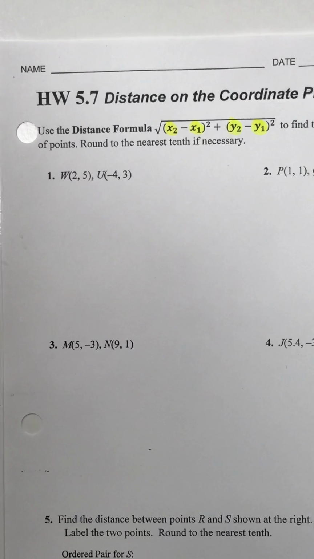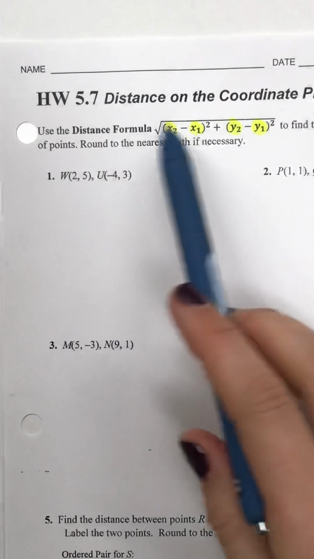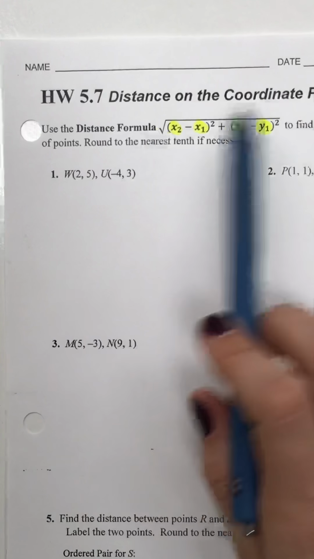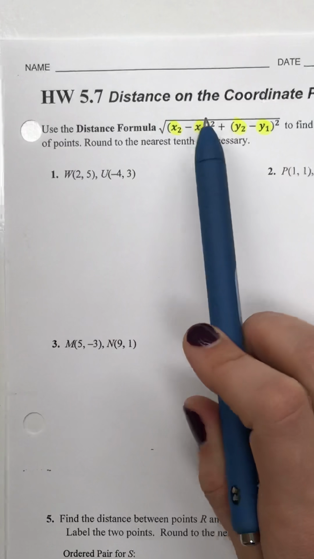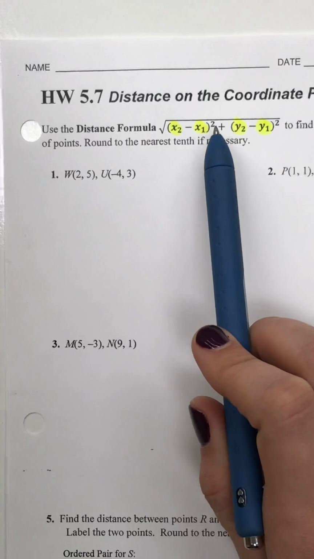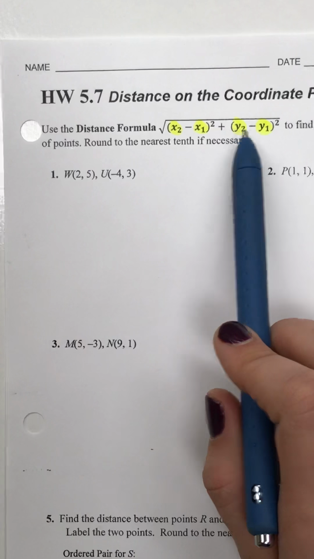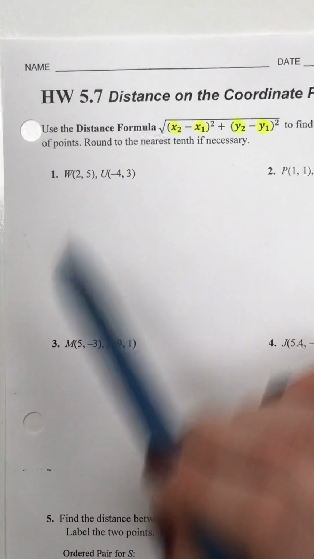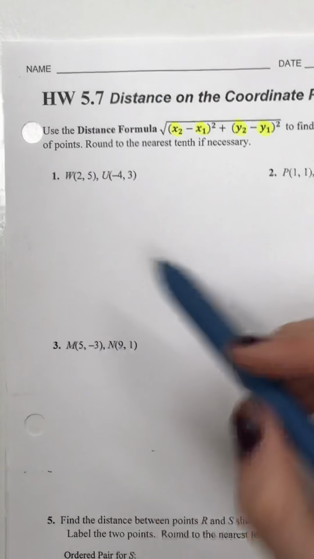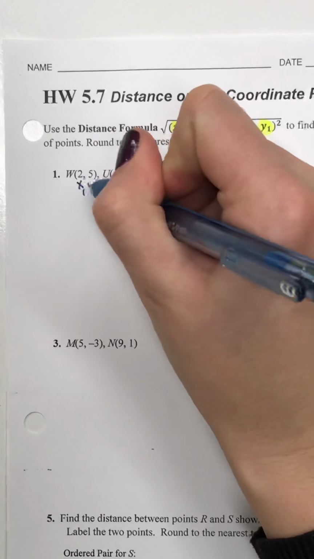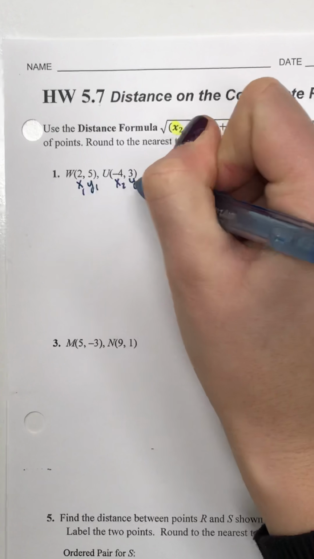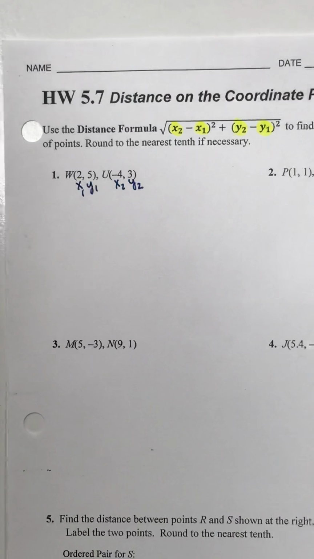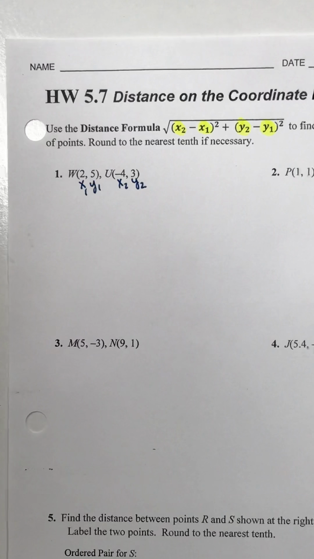In section 5.7, we talked about how to find the distance between 2 points using the distance formula. If you look at the top of your homework, the distance formula is the square root of the quantity x2 minus x1 squared plus the quantity y2 minus y1 squared. When you use this formula, you need two ordered pairs, and you need to label them x1, y1, x2, y2, just like we used to do when we found slope using the slope formula.